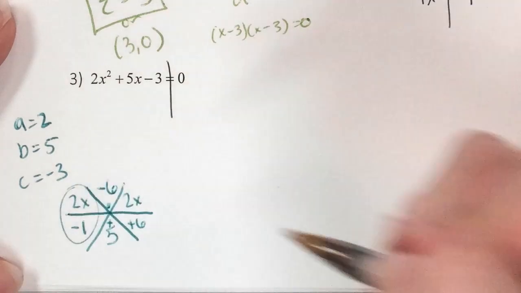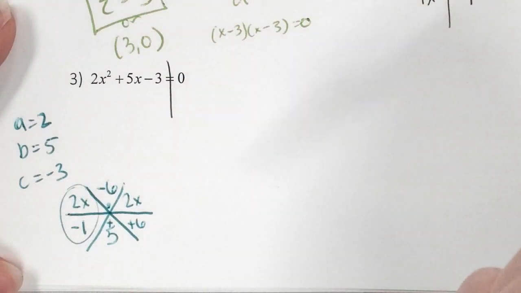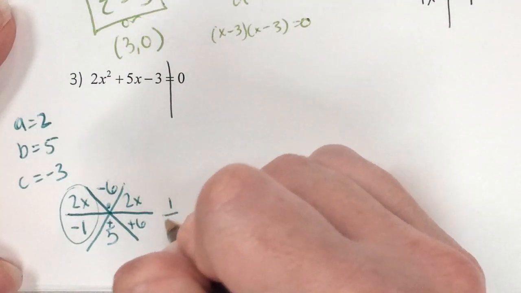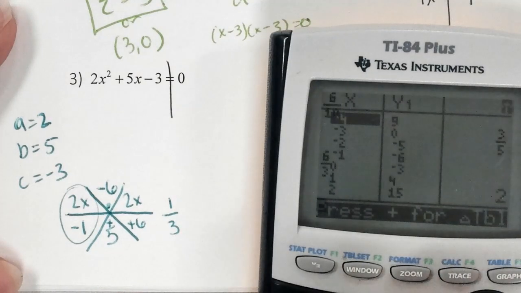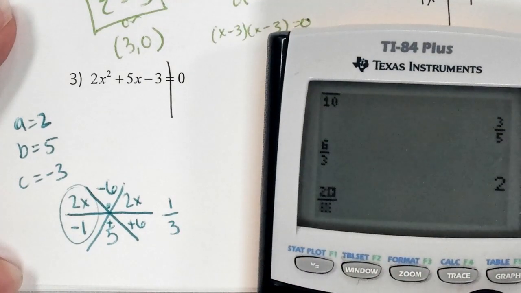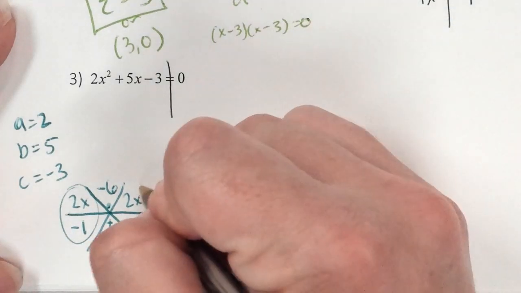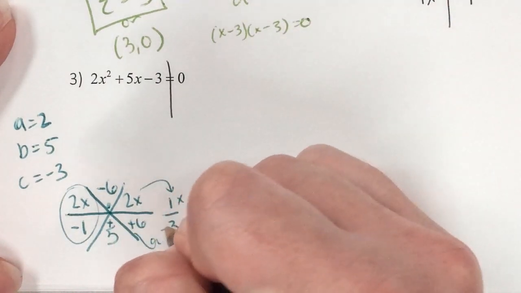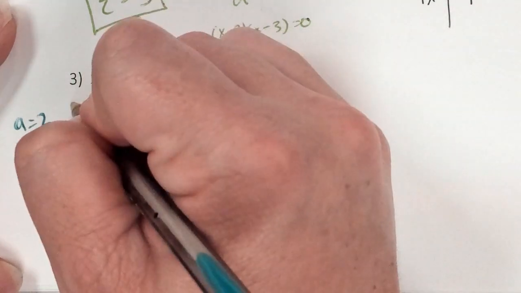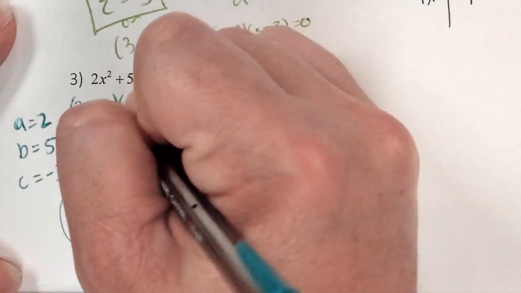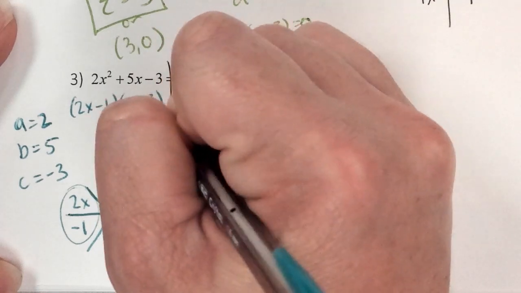That's correct. Now, what about 2 over 6? What does that simplify to? 1/3. If you needed to do it in the calculator, you could have 2 over 6, and it gives you 1/3, so that works. Now we bring over our x, and we bring over our plus sign. So my answer becomes 2x minus 1, x plus 3, equals 0.